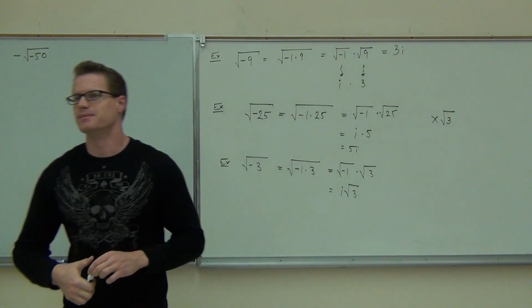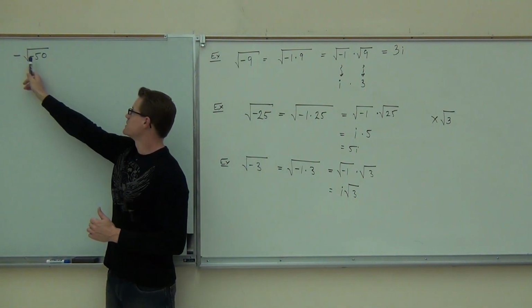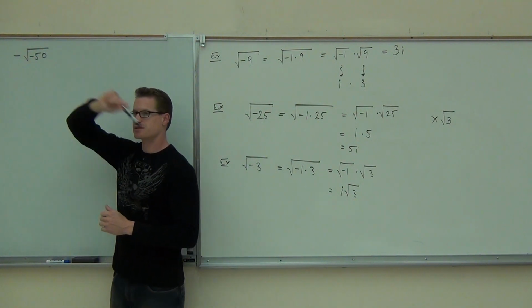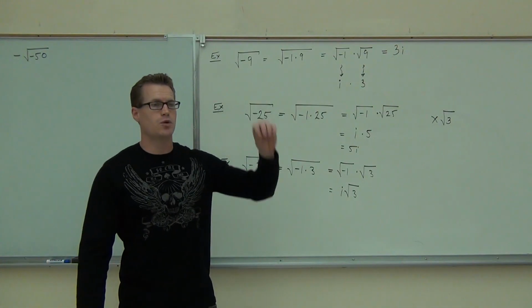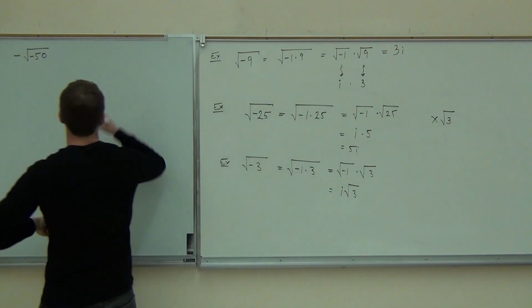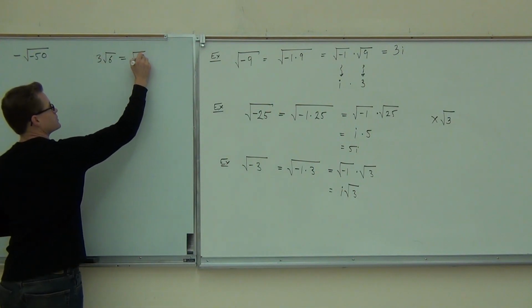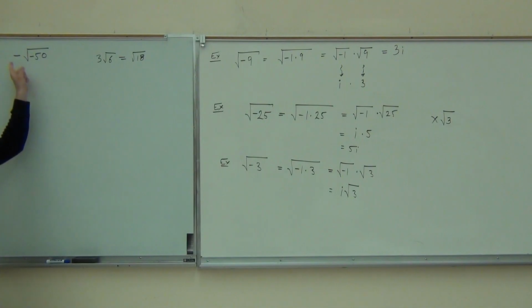Hey, first question. Does a negative times a negative equal a positive in this case? No. That would be like multiplying a whole number inside your radical. That would be like saying 3 root 6 equals root 18. Can you do that? That's what you're doing here if you did that.